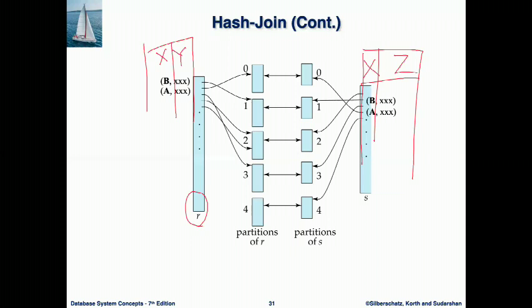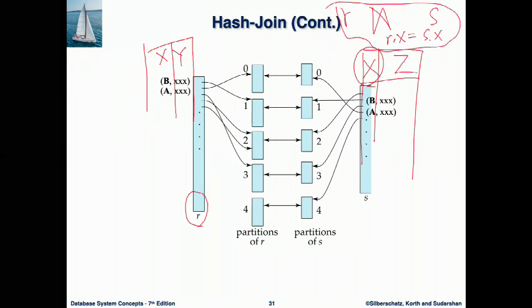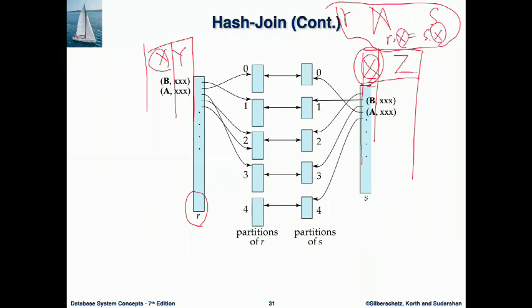And what we do for partitioning is using the same hashing function for the join key. So again, let's assume that we are joining relations R and S with the condition that R dot X is the same as S dot X. So we are doing some join like this. And then obviously the join key, or the join field, or the join attribute is X.